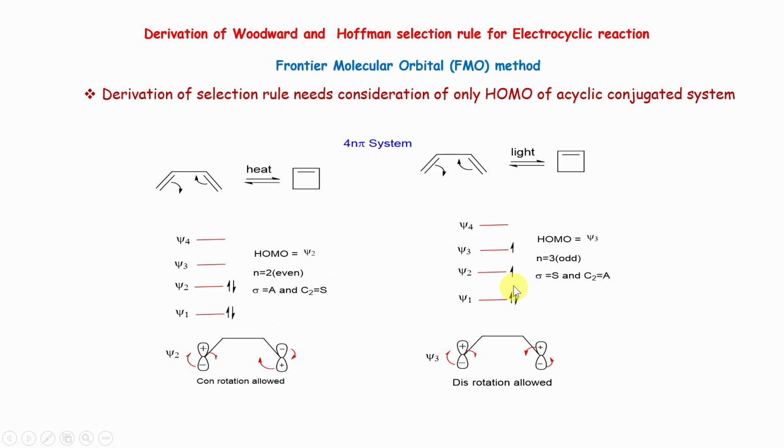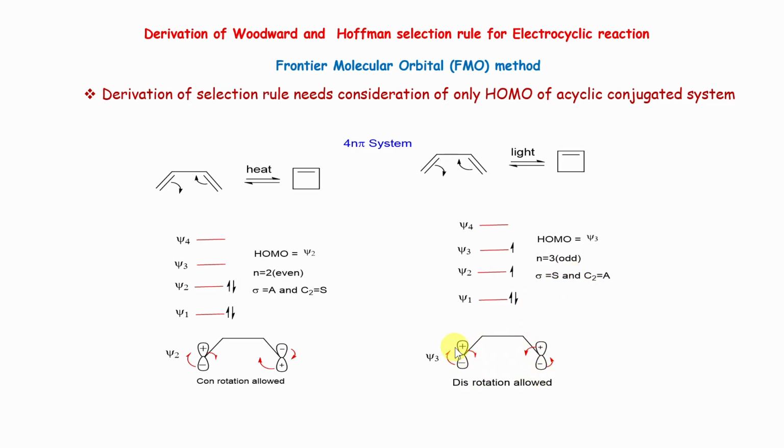If we irradiate the butadiene system with light, electrons will be excited from the ψ2 molecular orbital to the ψ3 molecular orbital. Now the HOMO will be ψ3. N is equal to 3. It is an odd number. Thereby the ψ3 molecular orbital will be symmetric with respect to the mirror plane and antisymmetric with respect to the C2 axis. It is the molecular orbital ψ3.